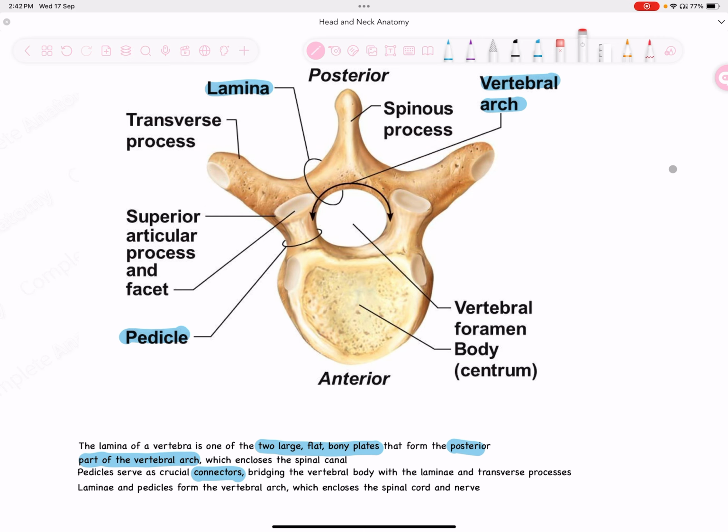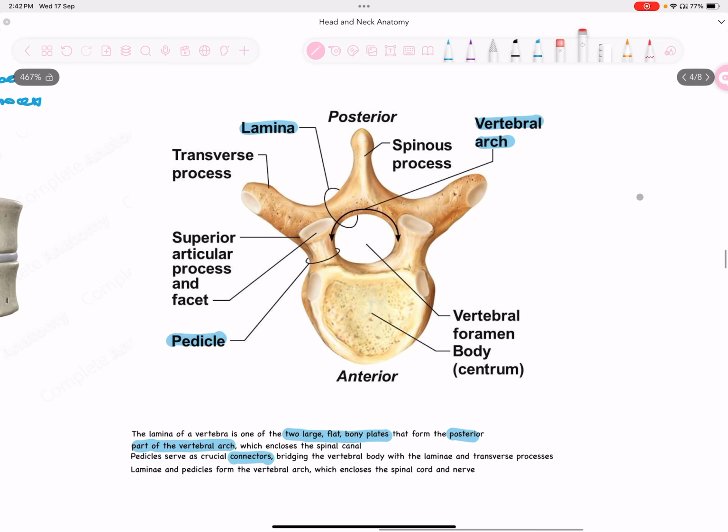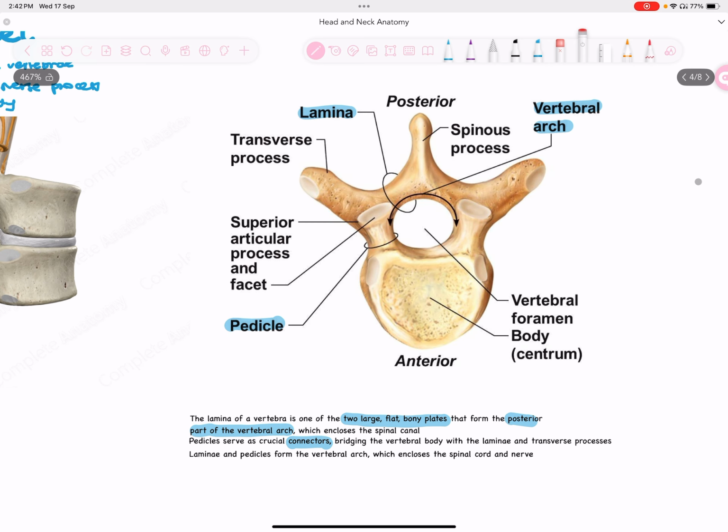Then you have lamina and pedicles. They form the vertebral arch, which encloses the spinal cord and the nerves. As I've told you, lamina and pedicle form the vertebral arch. And what does this enclose? Spinal cord and nerves. So this has answered one of the questions I was going to ask towards the end. These are the FAQs, very frequently asked questions. One of which was, what is the content of the vertebral foramen? It is the spinal cord and the associated nerves.